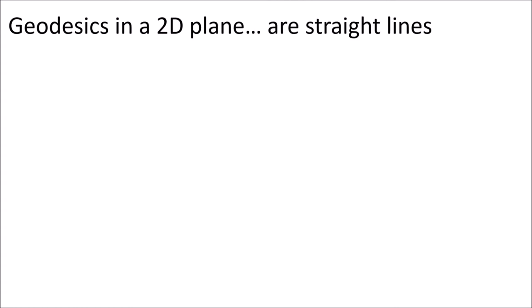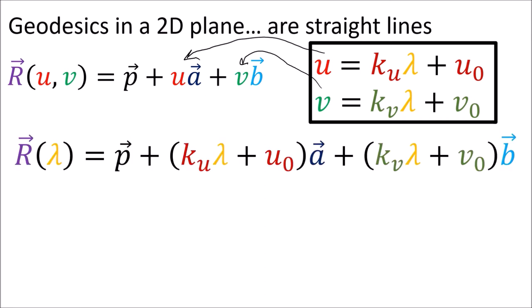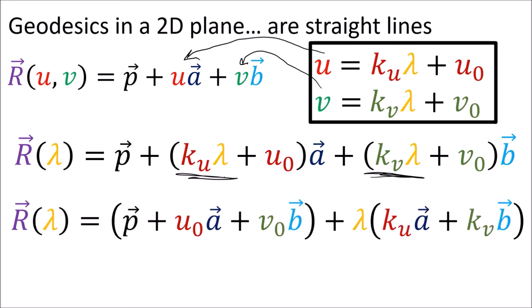So again, here's our equation for the plane, and here are the formulas for geodesic curves. And we can sub u and v into here and get this formula for a geodesic curve. And we can group the lambda terms together here and rewrite the equation like this. So really, all of this is just a single position vector of a point on the plane.